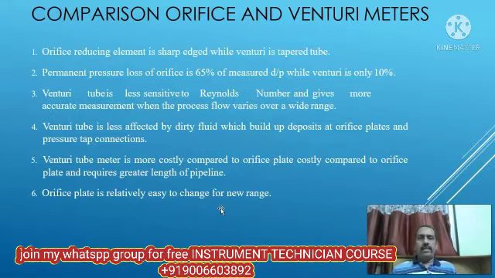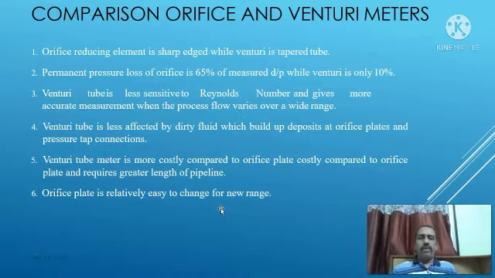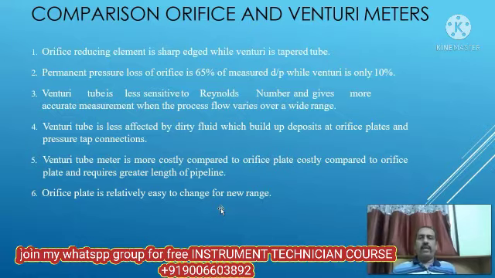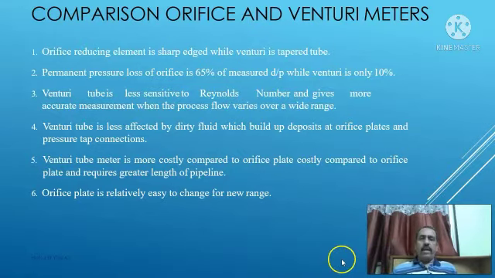Venturi tube is less sensitive to Reynolds number and gives more accurate measurement when pressure flow varies over a wide range. Venturi tube is less affected by dirty fluid, which builds up deposits at the orifice plates and pressure taps connections. Venturi tube meters are more costly compared to orifice plate, and require a greater length of pipeline. Orifice plate is relatively easy to change to a new range.